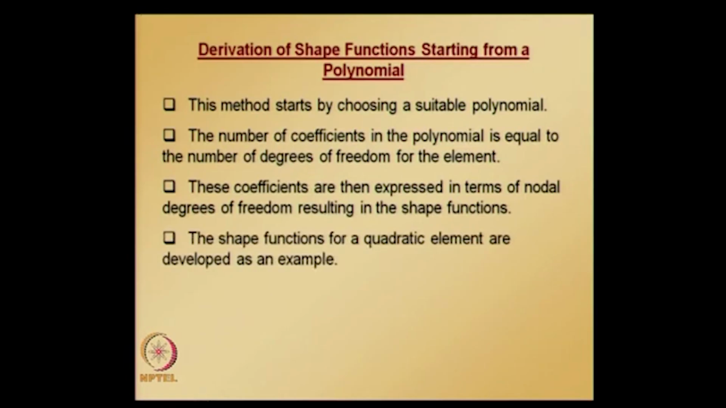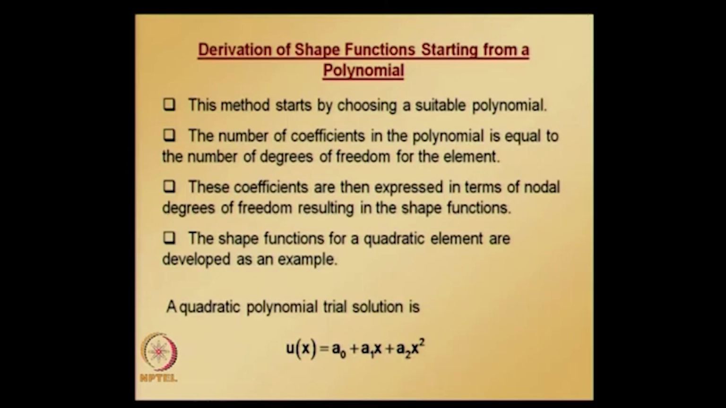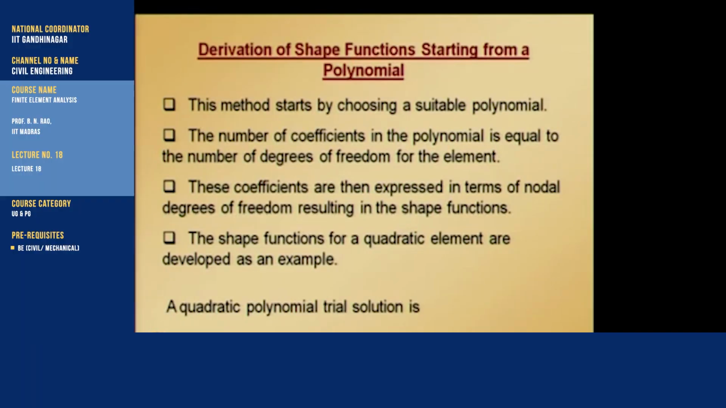Shape functions for a quadratic element: the derivation is shown. A quadratic polynomial trial solution is assumed, u is equal to a naught plus a 1 x plus a 2 x square. Why? Because since there are 3 unknown parameters, each element must have 3 nodes, so that these parameters can be expressed in terms of unknown solutions at the nodes.